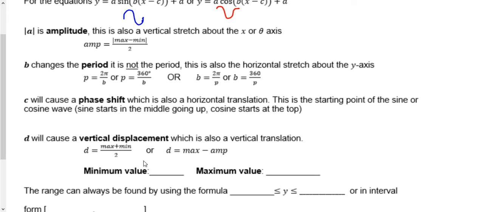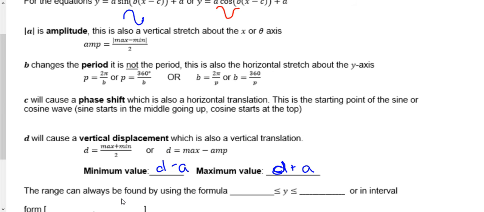This here is all related to your two variables up here. To find a minimum value, if you're ever missing it, all you're going to do is take your displacement line and subtract off your amplitude. To find your maximum, you're going to take your displacement line and add on your amplitude.